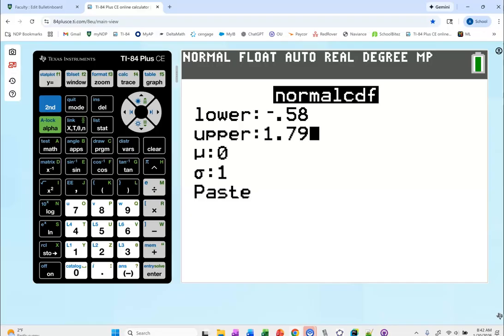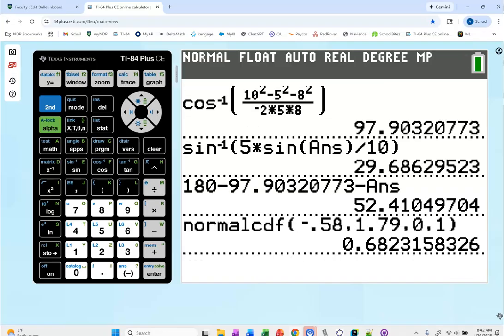Okay, so we have upper and lower. It's a standard normal distribution, so the mean is 0 and the standard deviation is 1. So there's our answer. The probability is 0.682, rounded to 3 decimal places. It's okay?